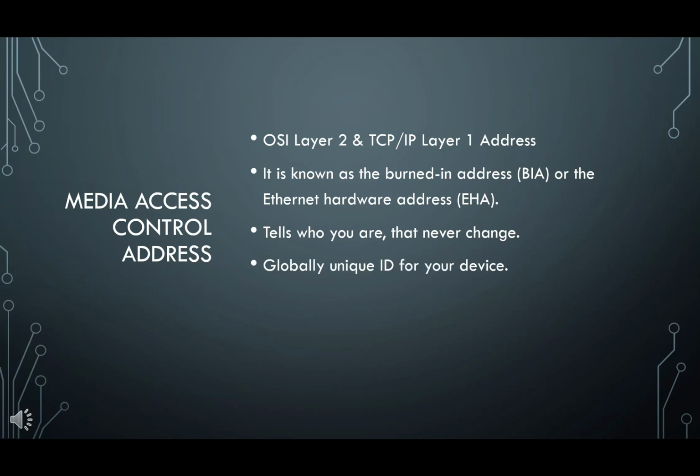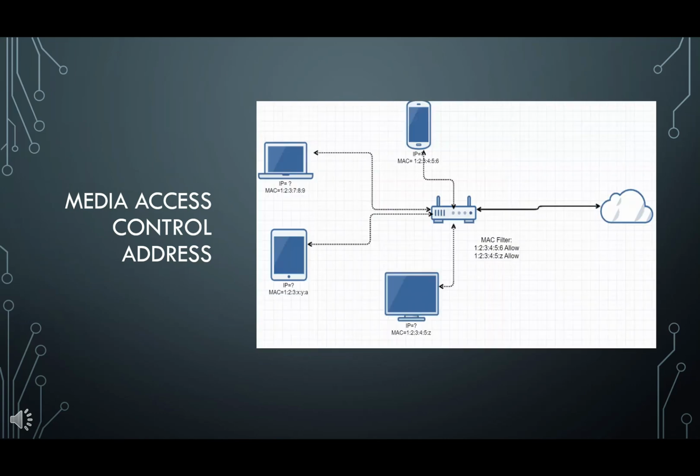The last one is that it is a globally unique ID for your network device. Say, for instance, every device which has a network interface card has a unique address at the global level. We'll see how that works and who assigns it in the upcoming slides. It is also useful and efficient for local communications. We'll see that.